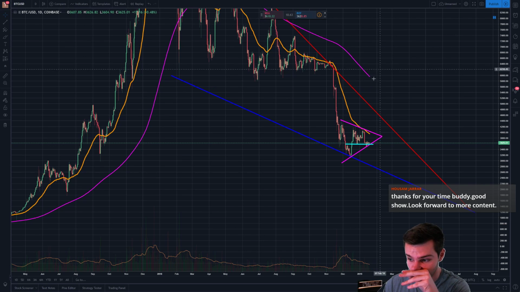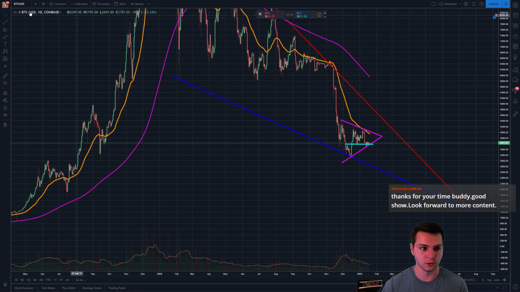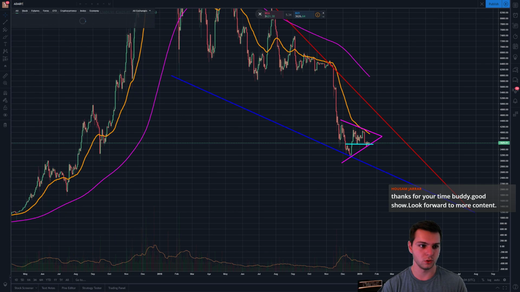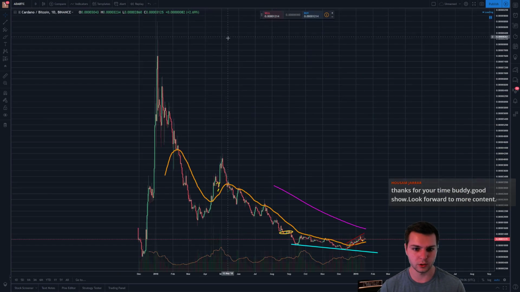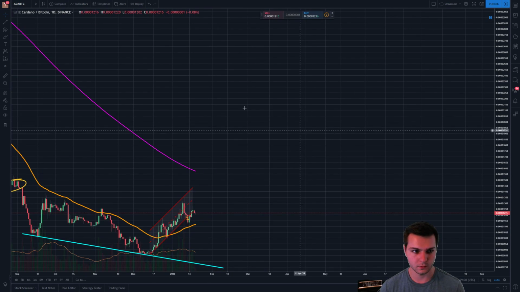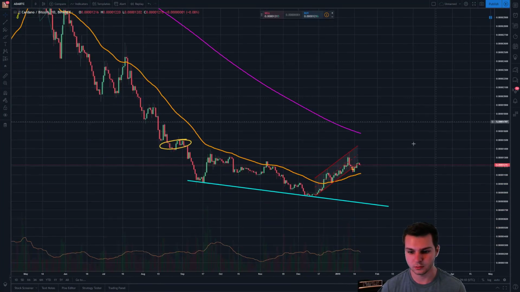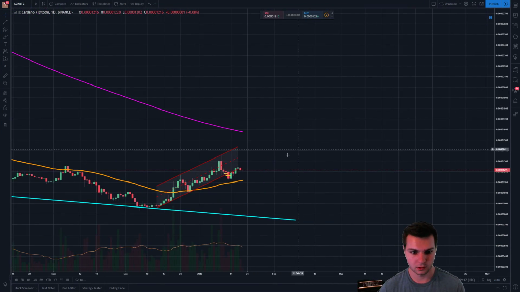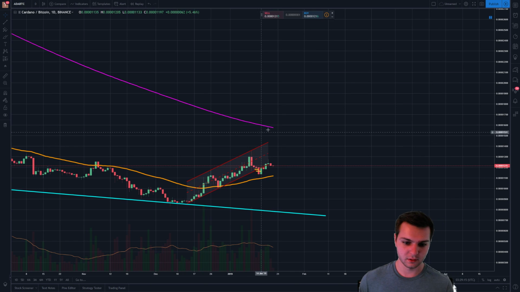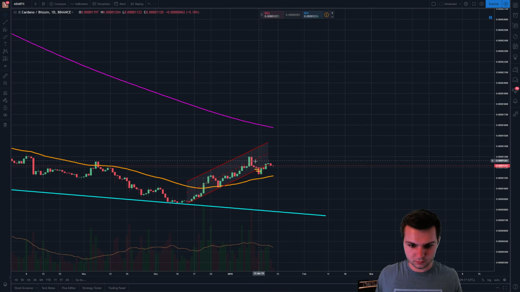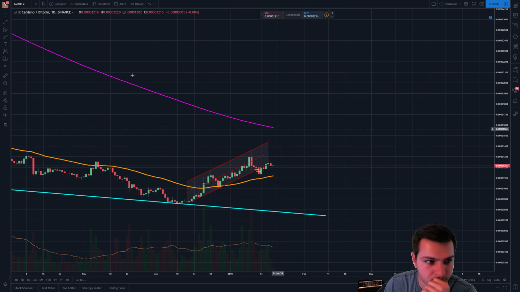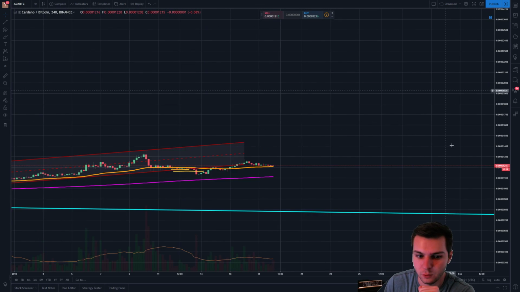Slice Keeper said, can we take a look at Cardano? Absolutely. ADA to BTC. Is that cool? Or do you want it to the US dollar? We haven't looked at this in a long time. I forgot what we actually have. That's why we have the parallel channel right here. This is a 1 day. Let's switch this to a 4 hour.